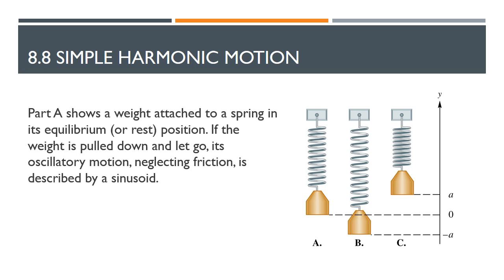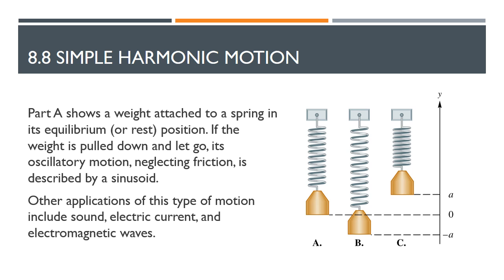It's just resting. If the weight is pulled down and let go, its oscillatory motion, neglecting friction, is described by a sinusoid. In other words, the up and down motion of it can be described by a wave that is shaped like a sine curve. Now notice we are neglecting friction, and we're going to talk about what friction does to it in a little bit. But the up and down bobbing motion can be described by a sinusoid, which means we can describe it with a sine equation. Other applications of this type of motion include sound, electric current, electromagnetic waves.